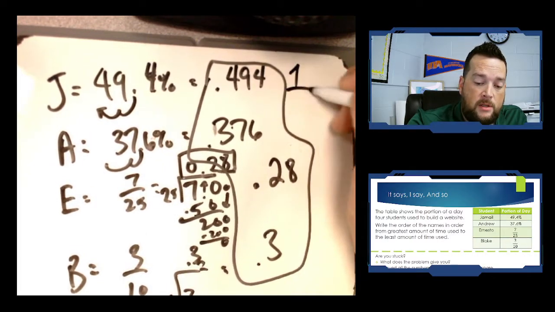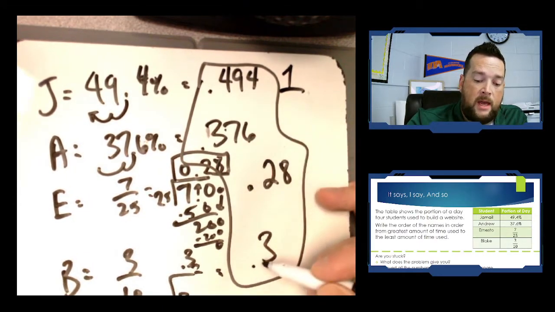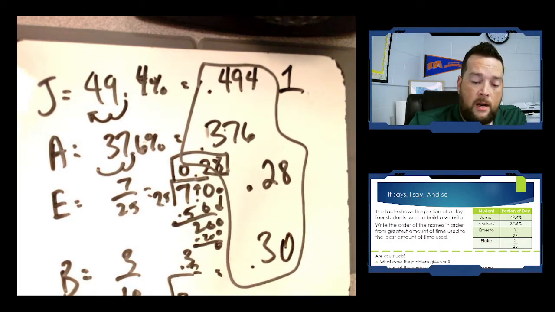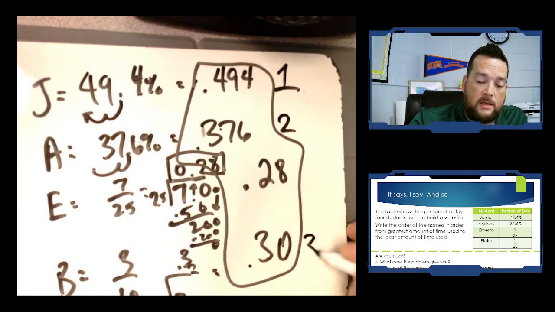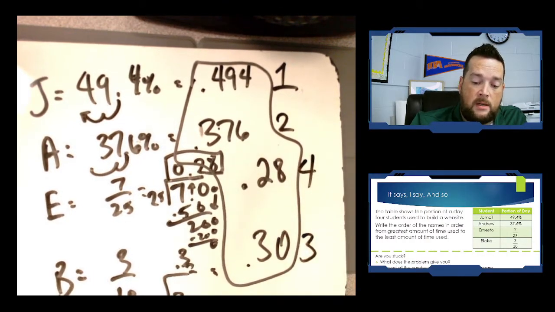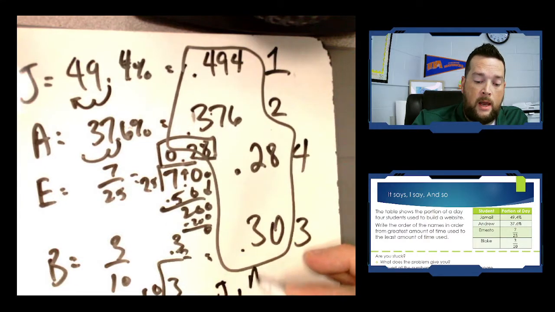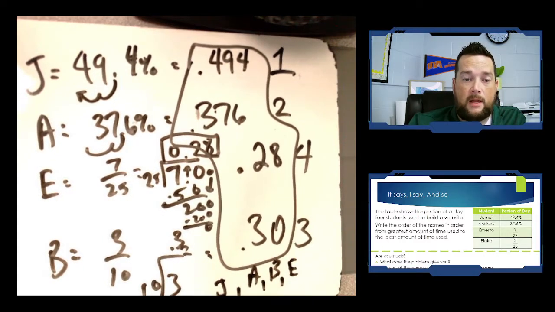So Jamel's is first. Andrew has 0.37, Blake has 0.3 and nothing after it, so we're going to put a 0 there just to be able to compare it. 7 is greater than 0, so Andrew's is next, then Blake's, and then Ernesto's is last. So that's the order: Jamel, then Andrew, then Blake, then Ernesto, for your final answer.